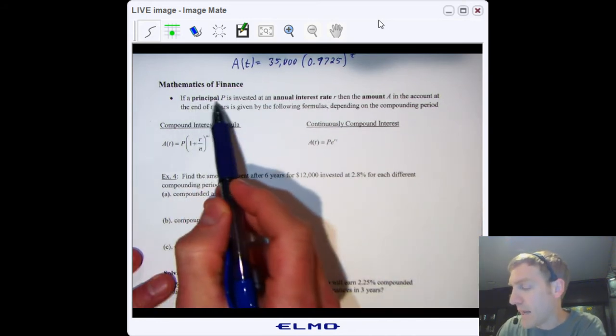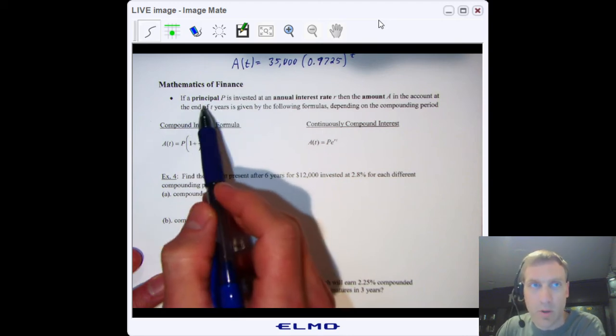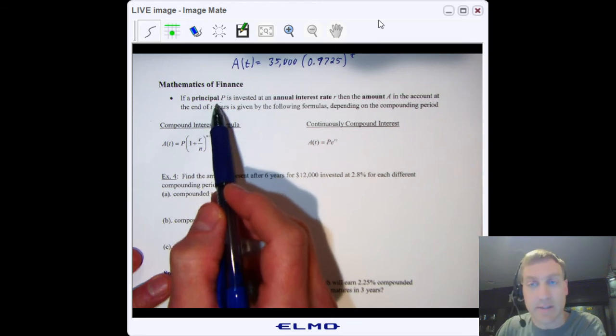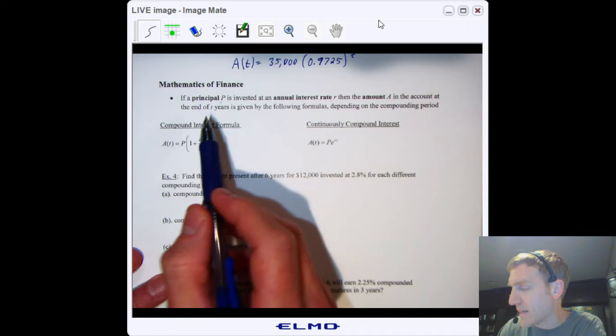So in finance, the initial amount you invest is called the principal, if you've heard that word before. Like the initial amount of a loan or investment is the principal. So capital P, that's like the A sub 0, that's the initial amount. The R is the interest rate, A is the amount, T is the time.